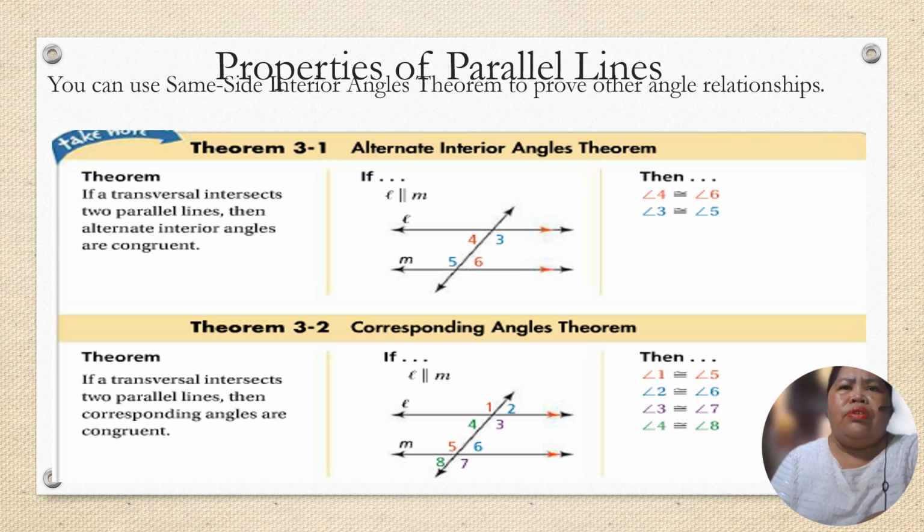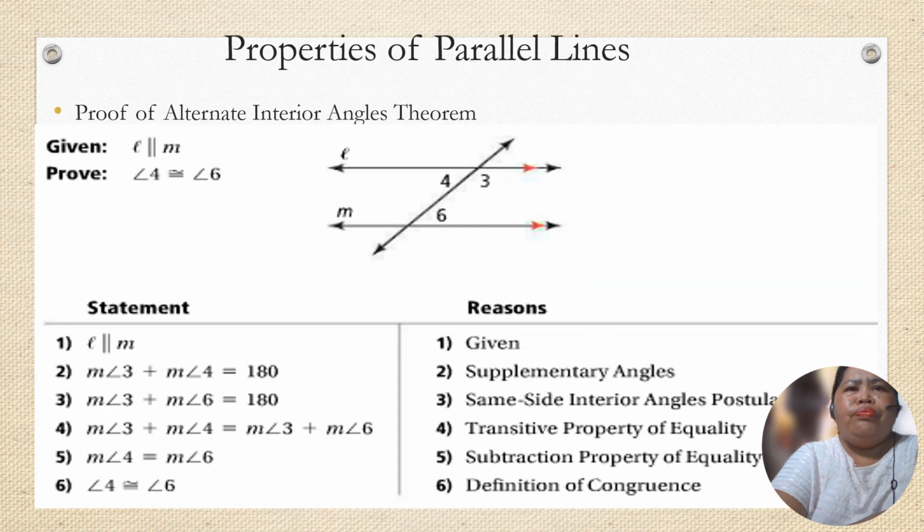Another theorem is the corresponding angles theorem. So if a transversal intersects two parallel lines, then the corresponding angles are congruent. So like this one, we have angle 1 and angle 5 are congruent. Angle 2 and angle 6, angle 4 and angle 8. So this is the corresponding angles theorem. It corresponds to one another. And also we have alternate. So please don't forget to memorize all these things, and so you will be needing this.